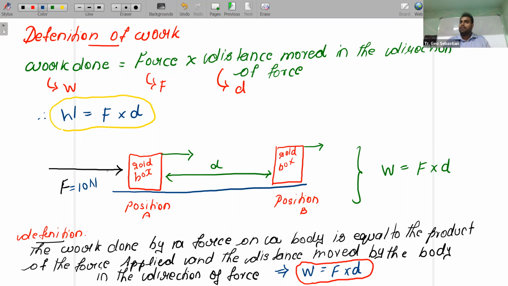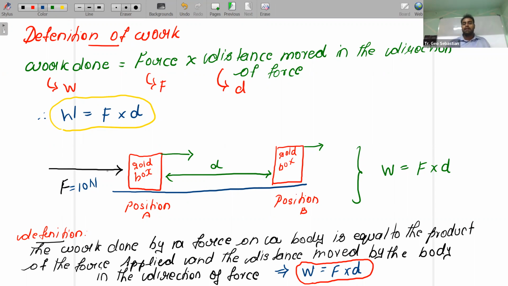Here, the work done, I'll call it W. Force, I will denote as capital F, and the distance moved, I'll call small d. Hence, I can write W is equal to F into d. Any doubts? Now, what is the definition of this? Without reading the definition, you can explain. Work done is equal to the product of force and the distance moved by the body in the direction of force.